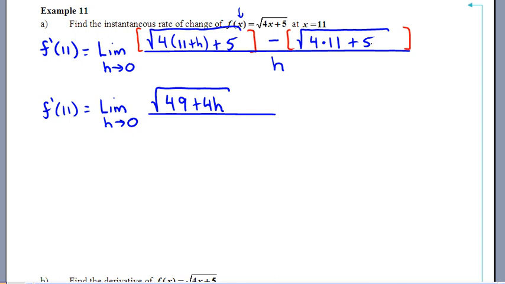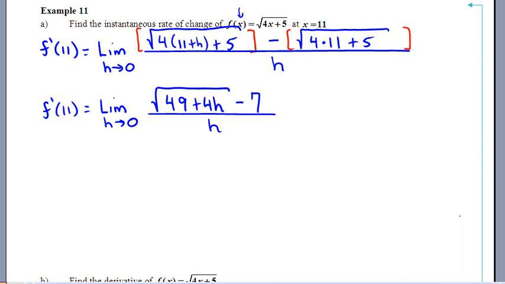Here, 44 and 5 is 49. Okay, that one is just the root of 49, which is just going to be a 7. That's fine. But there's no simplifying you can do to break this radical open. And all of that is sitting on top of an h. Again, I still can't do direct substitution of h equals 0, so I need a plan. And this is my plan.